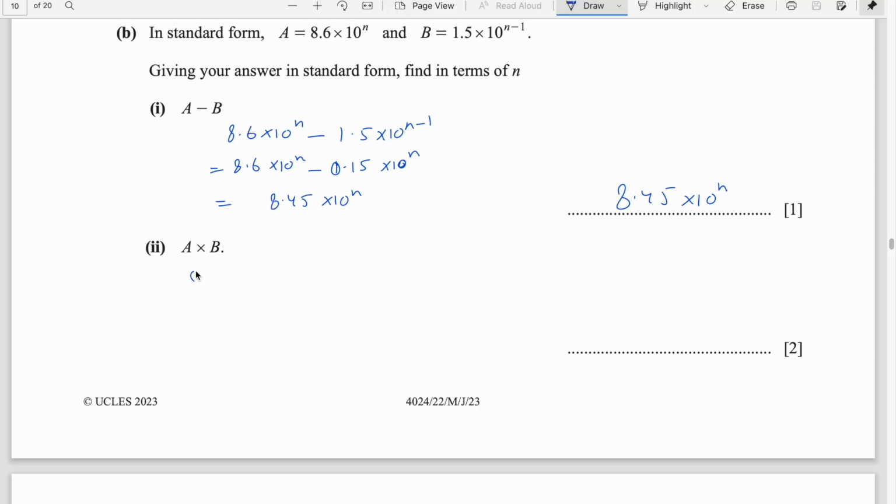A into b: 8.6 into 10 raised to the power n multiplied by 1.5 into 10 raised to the power n minus 1. So 8.6 into 1.5 is 12.9, and with the same base we add the powers: 10 raised to the power 2n minus 1. I'm decreasing this value to make it into standard form, 1.29. If I decrease it here, I'm increasing it on the other side, so that is plus 1 in the power. So 1.29 into 10 raised to the power 2n.